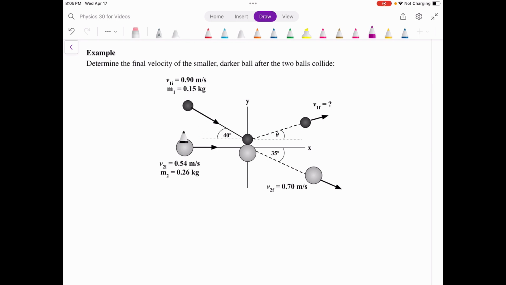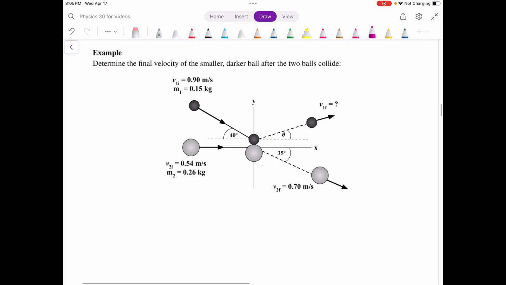We're given the velocities before. We're actually given everything we need to figure out all the momentum initially, right? And then we can figure out the momentum of this ball afterwards. The only thing missing would be this thing's contribution, and if that's the only thing missing, then we can figure it out. So the big idea here is that the total initial momentum will equal the total final momentum in both the x-axis and the y-axis.